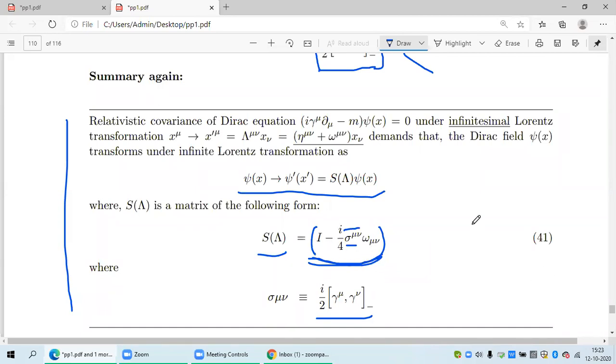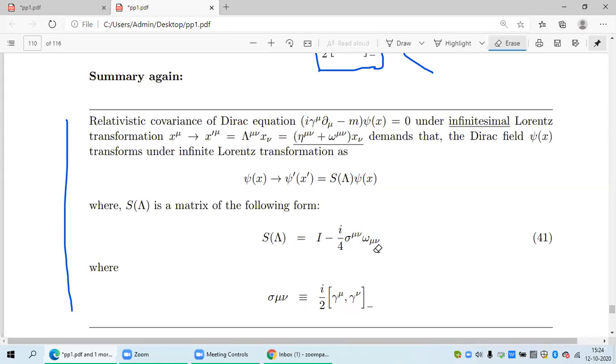So if you raise it to the power n and divide the total omega mu nu by n, what will it be? If you have a finite Lorentz transformation, you break it into n parts and then do the successive transformations. So this will look like the exponential of this thing. I will not go into that; I will come to this later. But for our purpose, it is enough to understand that for an infinitesimal transformation, the Dirac transformation matrix for the Dirac field looks like this.